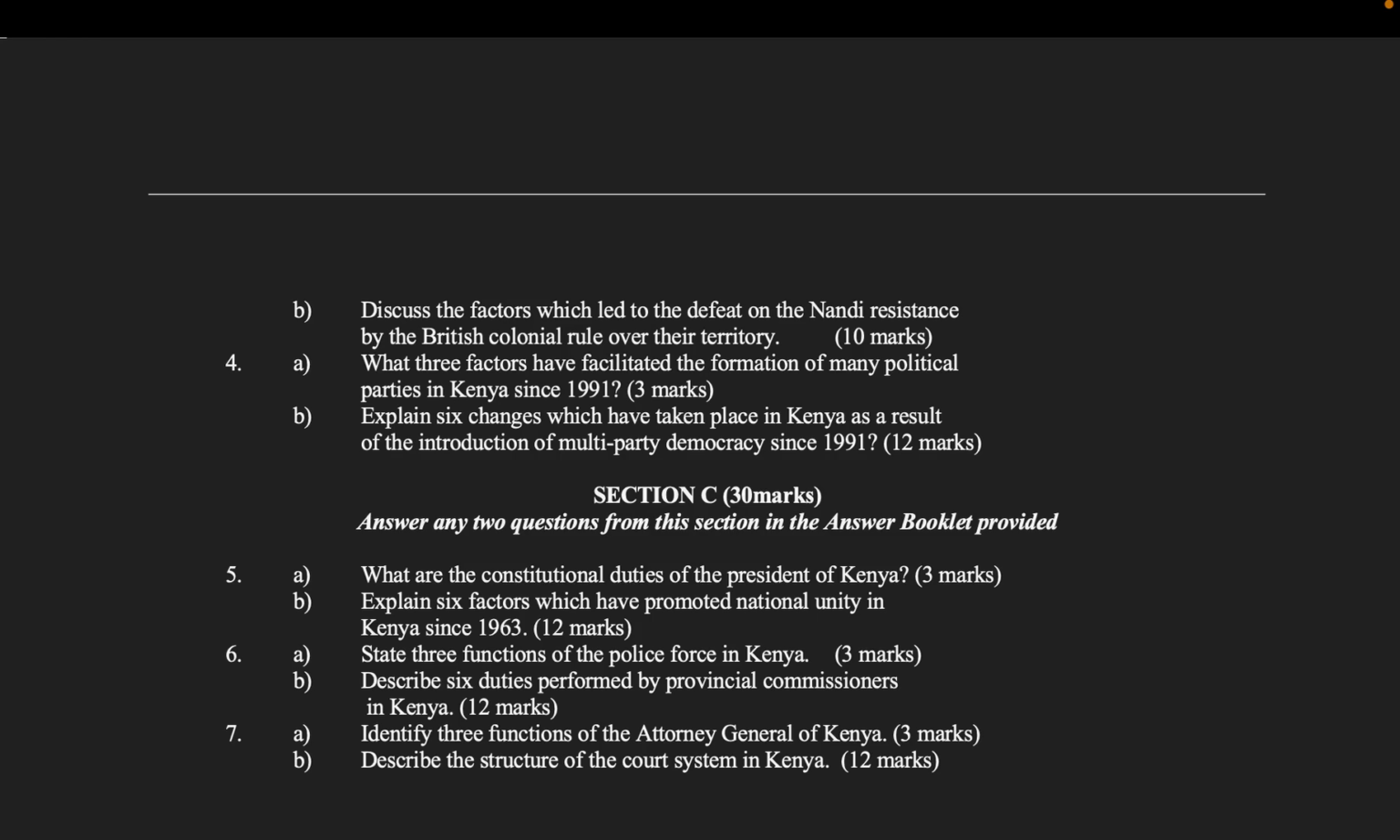Other courts: industrial courts, rent tribunal.